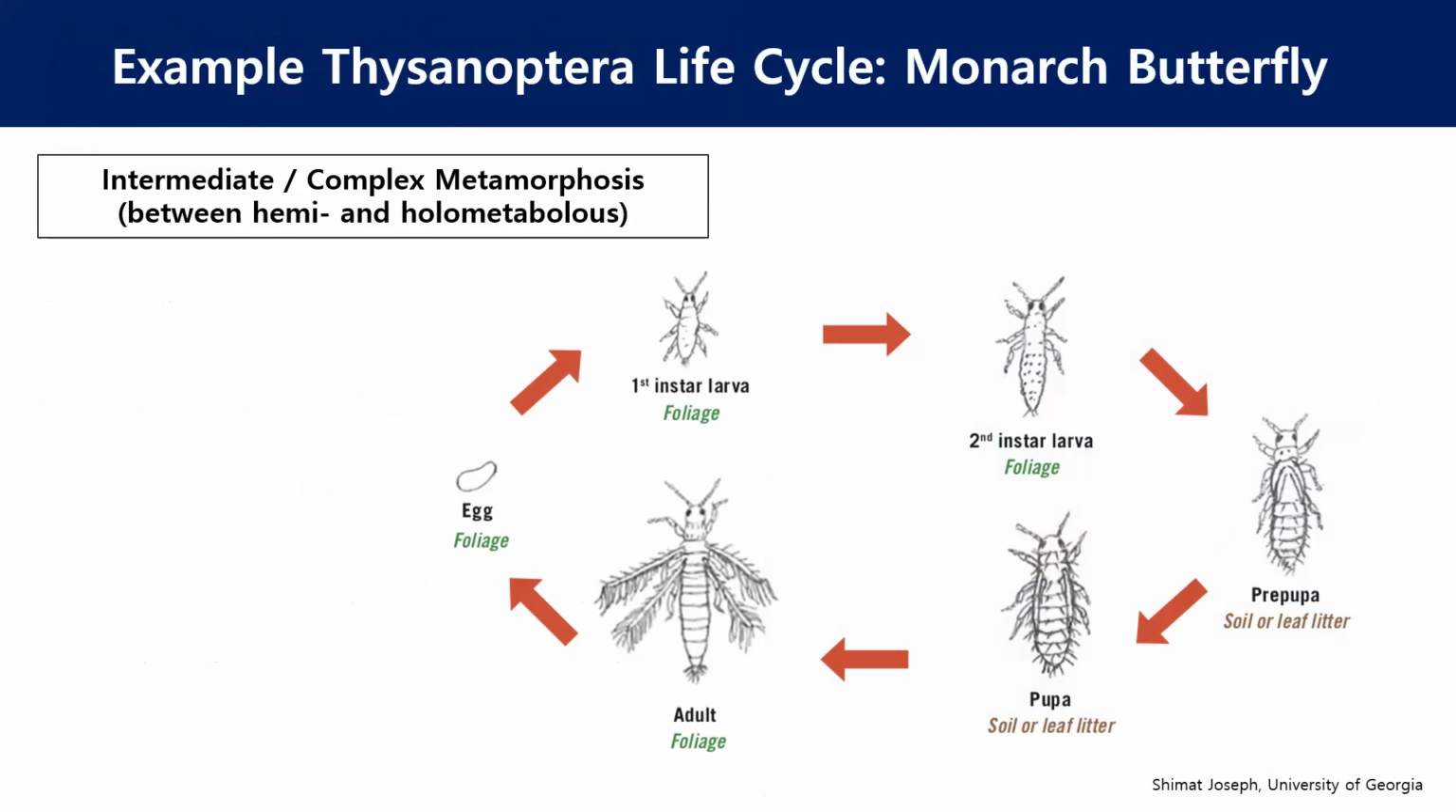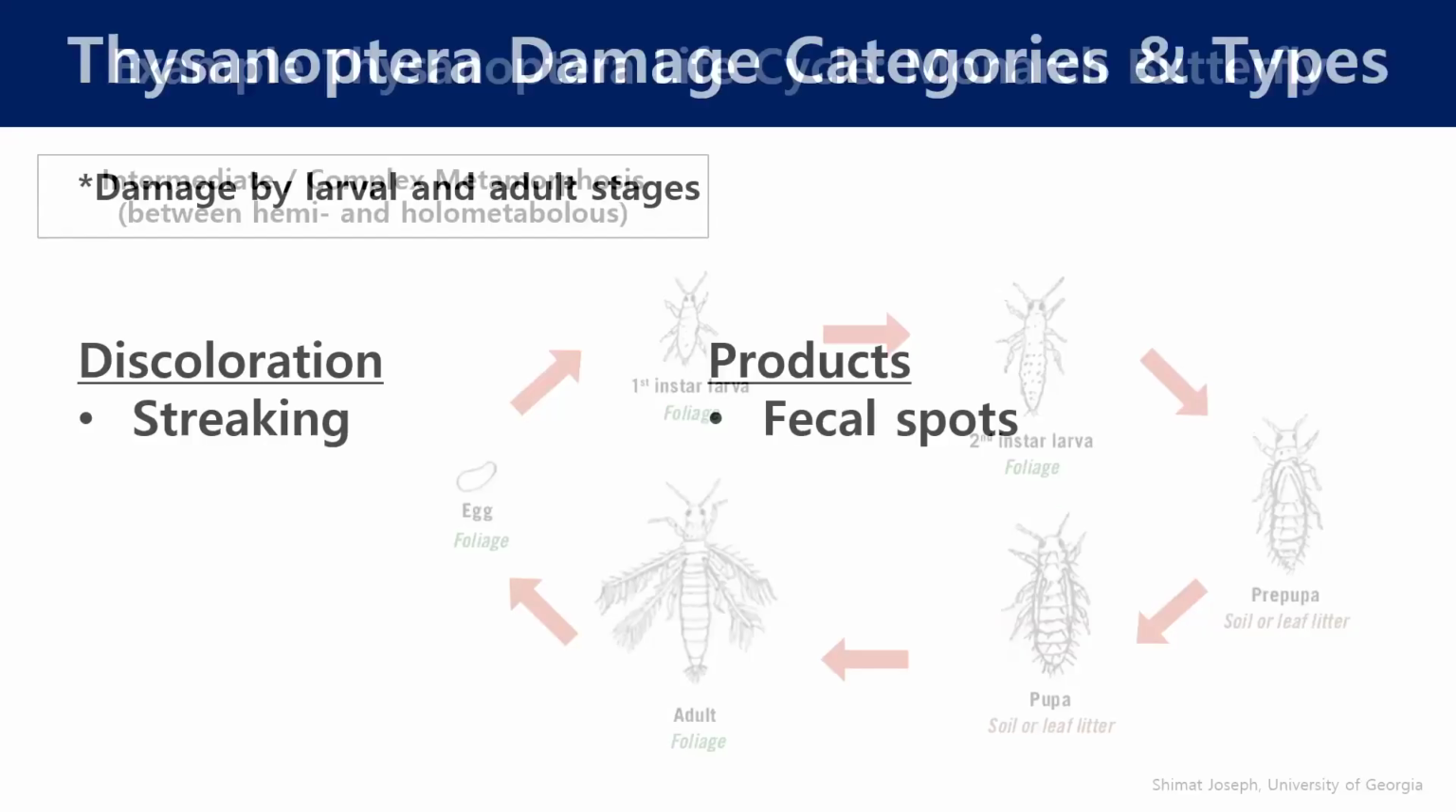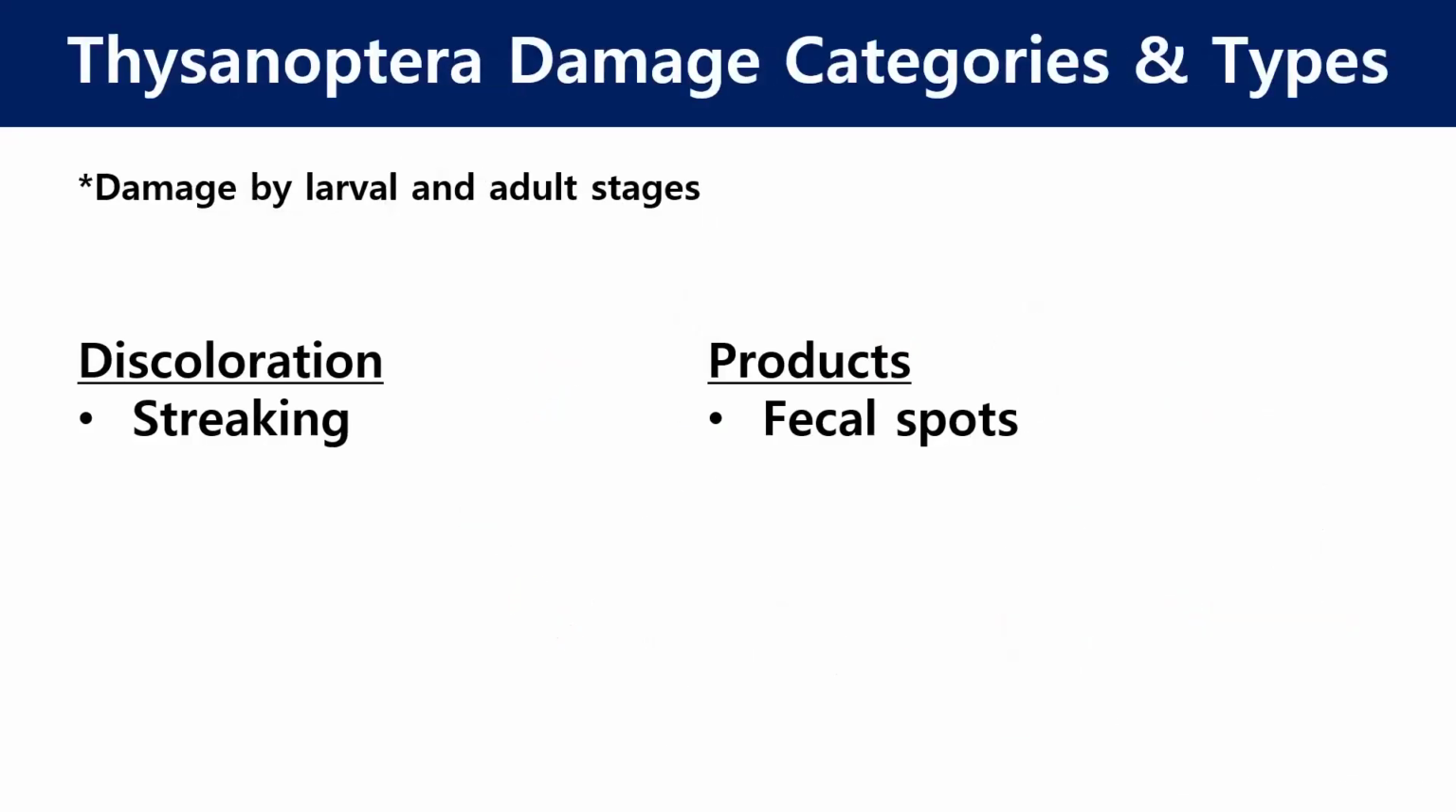Here's an example life cycle. They have a little bit more of a complex, we call it intermediate metamorphosis, which is almost in between our incomplete and complete metamorphosis. So they're a little bit weird with their life cycle, but we can see an example here as they go through larval stages and a pupal stage to reach an adult. Here are some examples of damage categories and types.